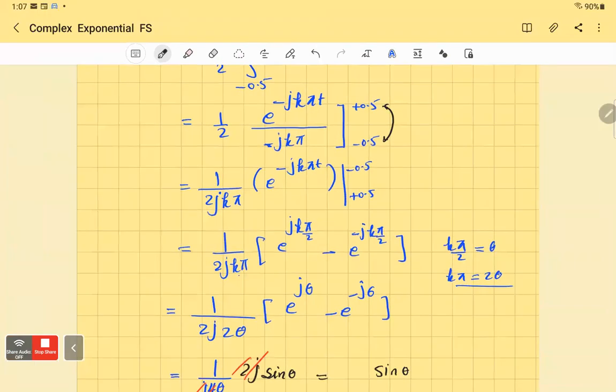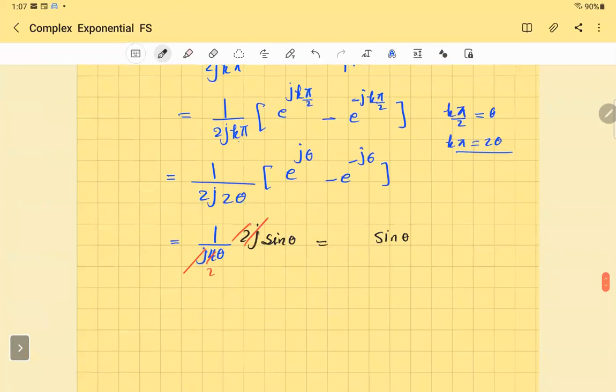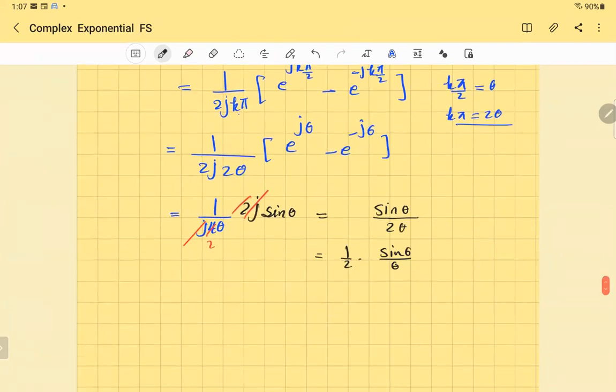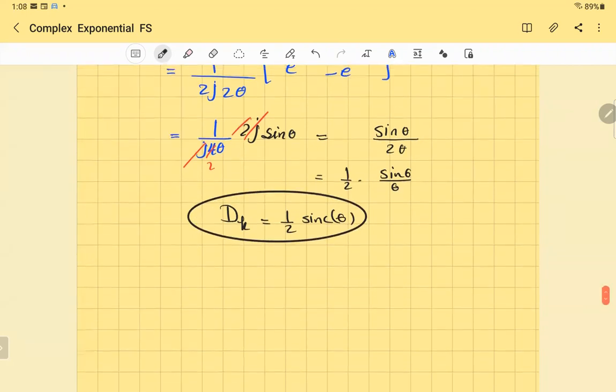Okay. So we have sine theta divided by 2 theta, right? I can write it like that: 1 over 2 times sine theta over theta. What is sine theta over theta? Sinc function, yeah. So now I can say d_k is equal to 1/2 sinc theta. Well, it's just a way of abbreviation, so when you see the sinc function, you know what it is. It's just sine of something over the thing.